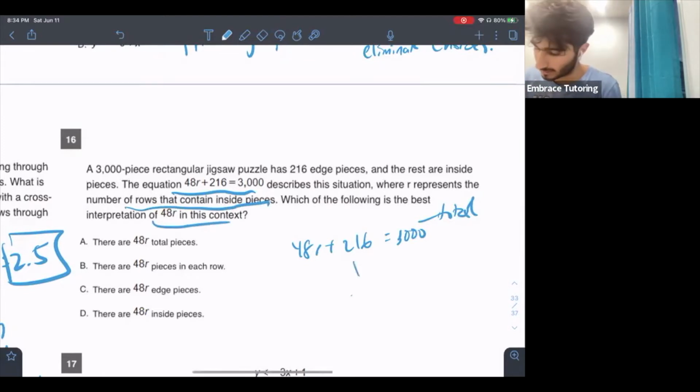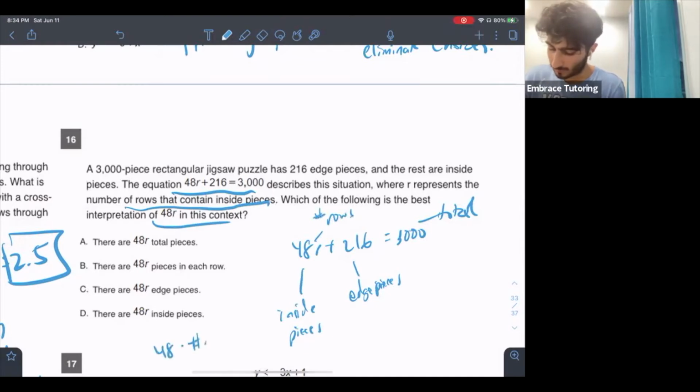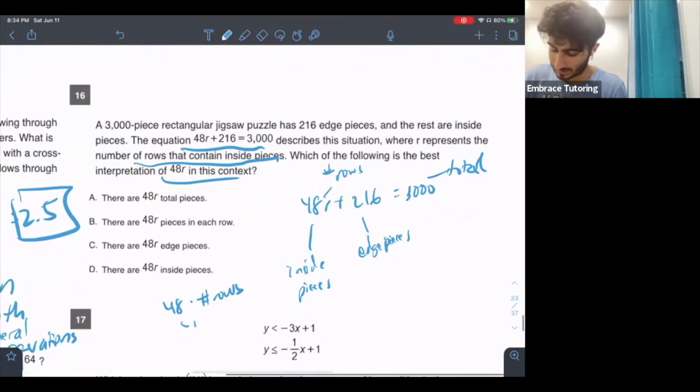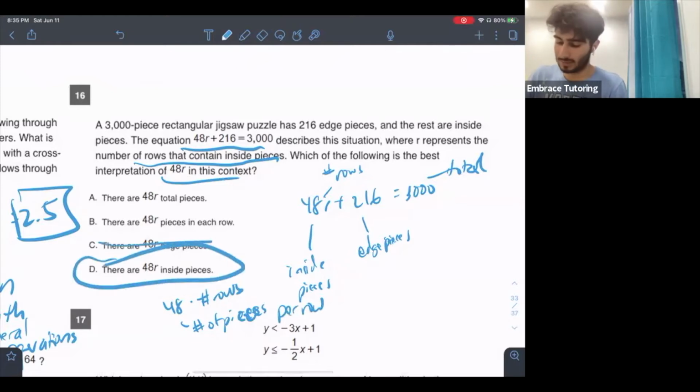If 216 is the edge pieces, by default, this has to be the inside pieces, because the inside plus the edge pieces gives you the total. Plus, it also makes sense because r is the number of rows. So if it's 48 times the number of rows, the 48 represents the number of pieces per row. So that would mean that 48r are inside pieces. But like I said, if one component is the edge pieces, the other has to be the inside pieces to give you the total amount of pieces in the jigsaw puzzle.